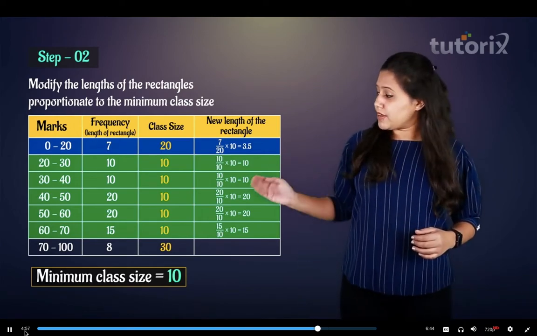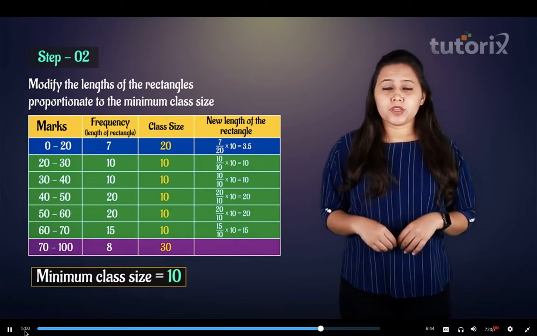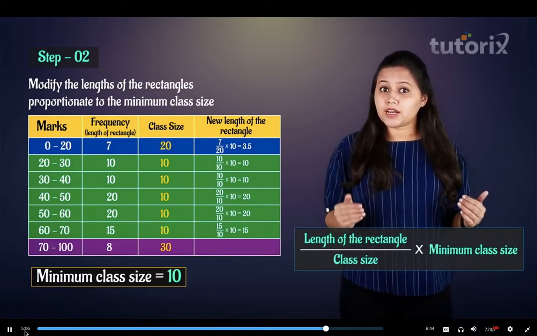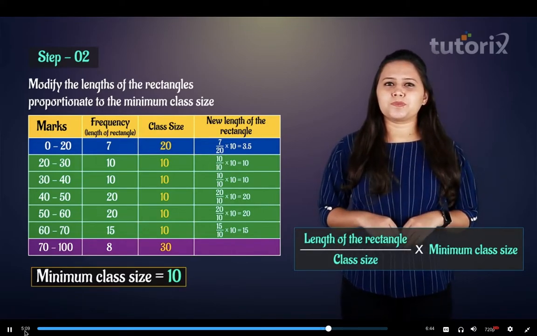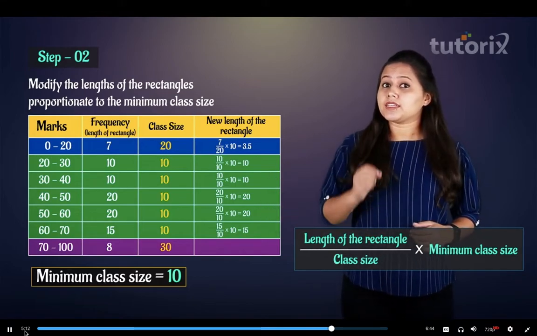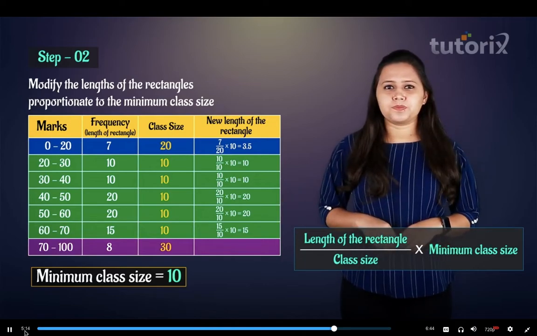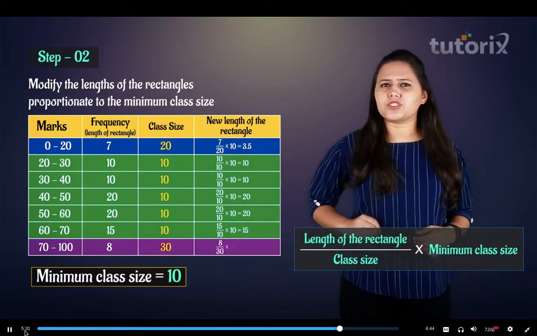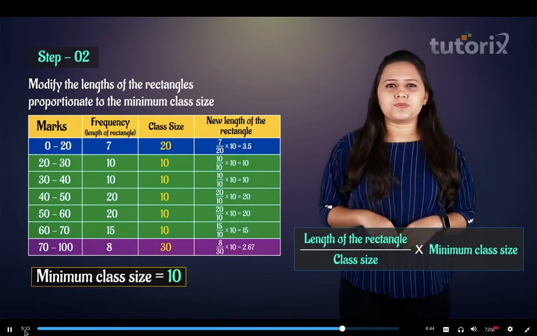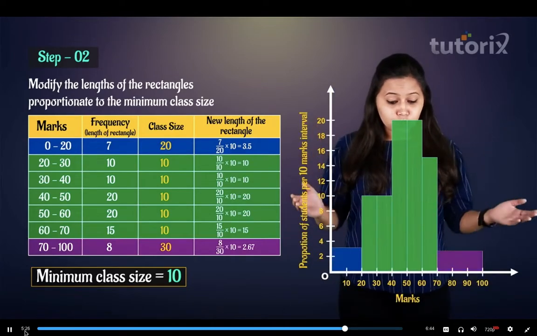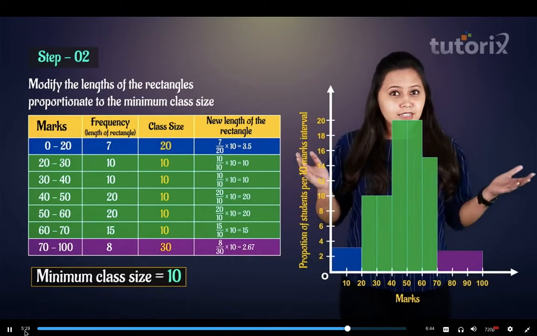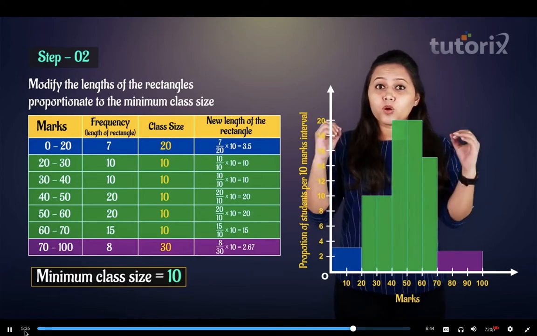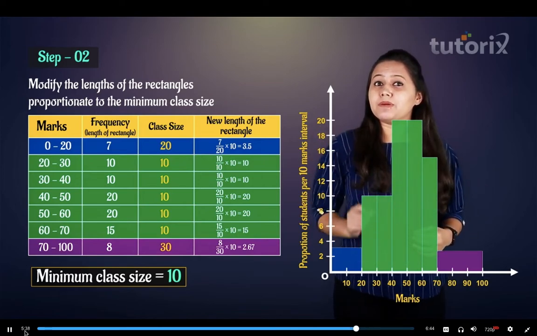Now, the last interval 70 to 100 has class size 30. So perform the same calculation, that is length of the rectangle divided by class size into the minimum class size. In this case, the length of the rectangle is 8 and the class size is 30. So the length of the rectangle will be 8 divided by 30 into 10, which is 2.67. So now the length of the rectangle will be 2.67 and we get the correct histogram. So this is how we draw histograms when we have different class sizes. We convert the histogram according to the minimum class size.